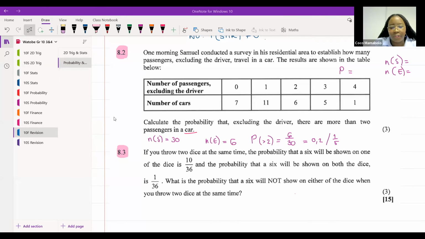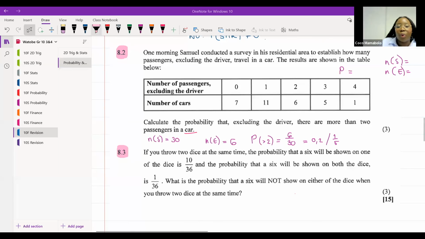Correct. Who said favorable outcomes over number of outcomes? That's it, Leah. That's what we're looking for. Excellent. Okay. I think you guys understand this a little bit better than I do at this moment, because I'm now confusing myself. All right, let's look at 8.3.